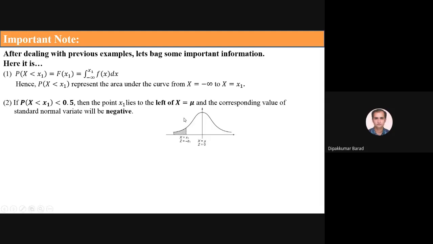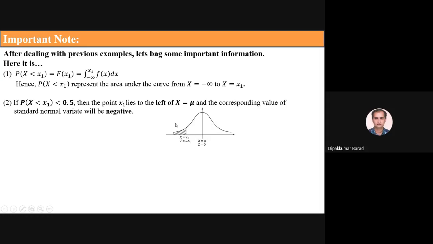You can see here this x equal to mu, which divides the curve into two equal parts. Now if I get a probability greater than 0.5, hold this 0.5. If some x1 is somewhere here, then we get 0.5 plus some area.